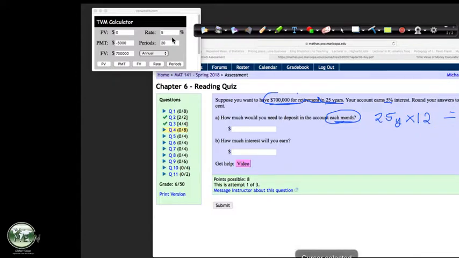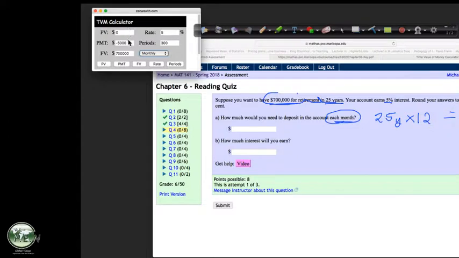Okay, so we got 300. That's going to be the number of periods. So we think of it, we're going to make this payment every month for 25 years. So we will make 300 payments. So we put that in here. What else do I need to change? Oh, good. I'll change this to monthly.